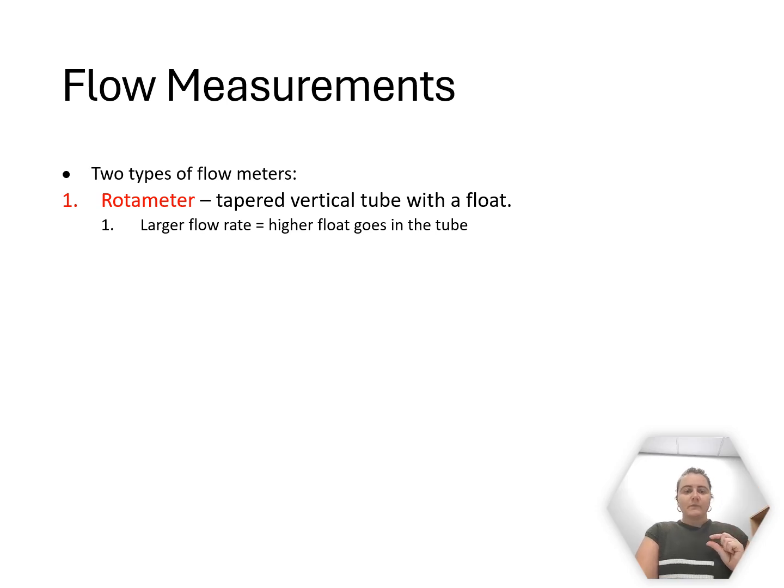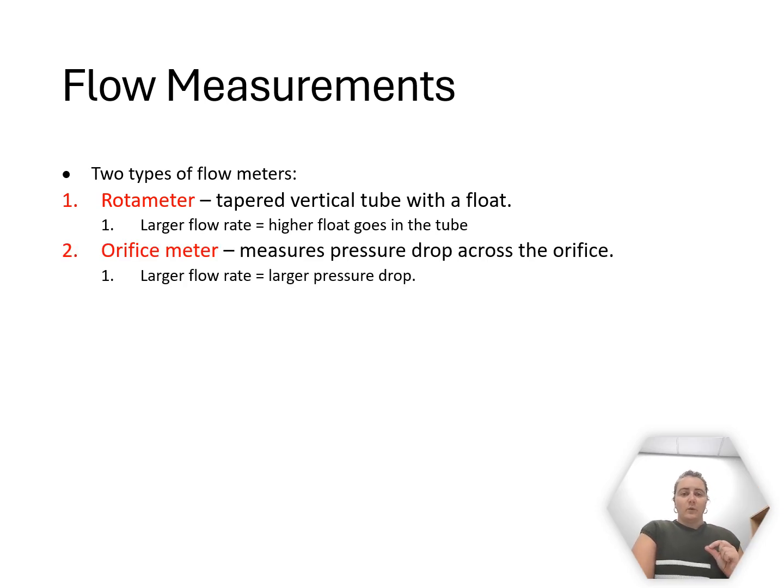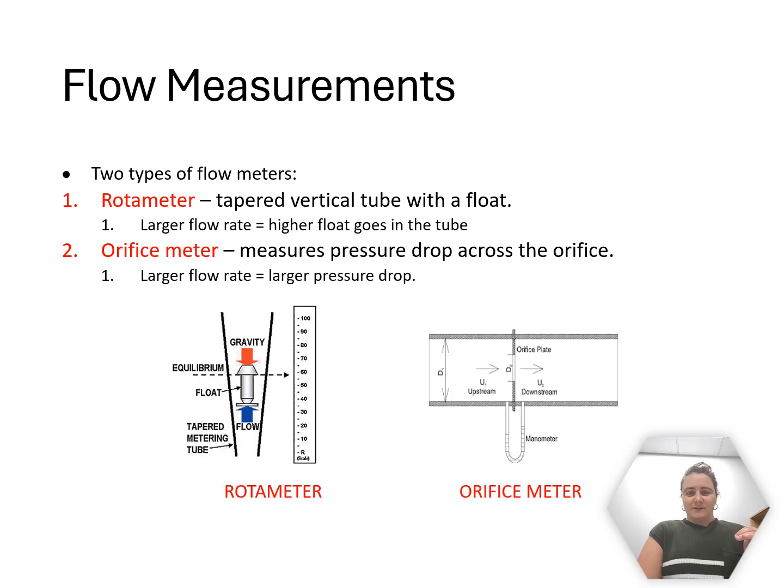We can also have what's called an orifice meter, and this measures the pressure drop across an orifice. At a larger flow rate, we're going to see a larger pressure drop. So it's actually easier if we take a look at what those look like, right? So a rotometer is just that tapered tube which has the little float inside of it, and as the flow increases, that float is going to move up in the rotometer, and then we correlate that change in height to a specific flow. And then an orifice meter is basically going to have that little gap in the middle.